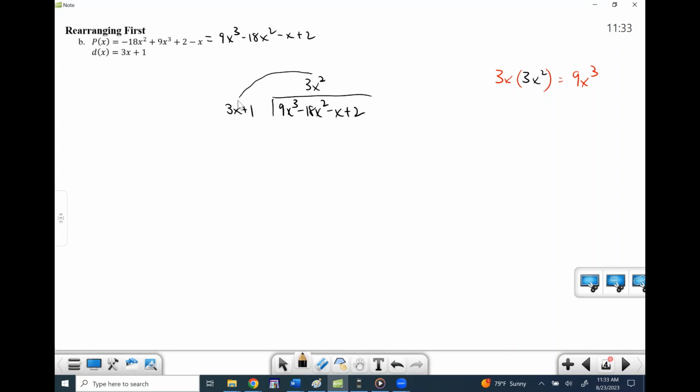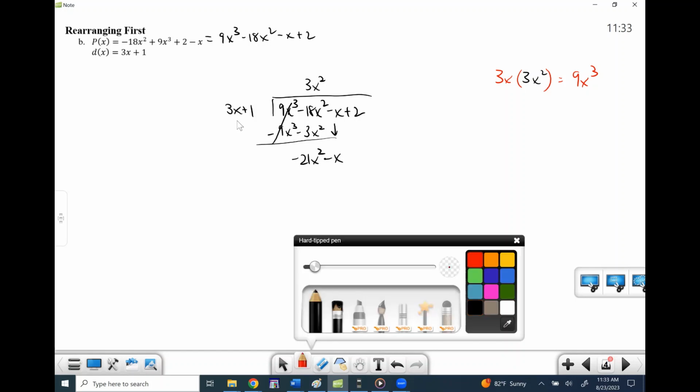So if we multiply here, we're going to get 9x cubed. We'll change the sign because we're subtracting. And then we're going to get 3x squared. Don't forget we're subtracting, so change the sign. So it's going to give us negative 21x squared. We got to bring down the next term. And then we do this again.